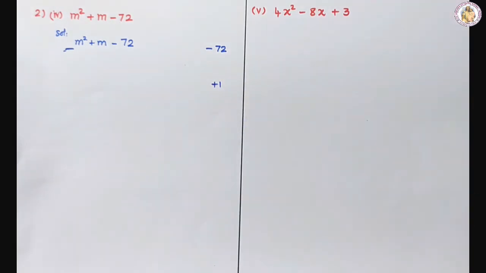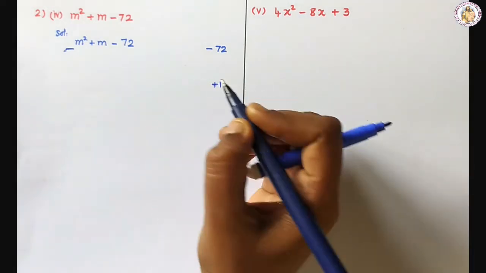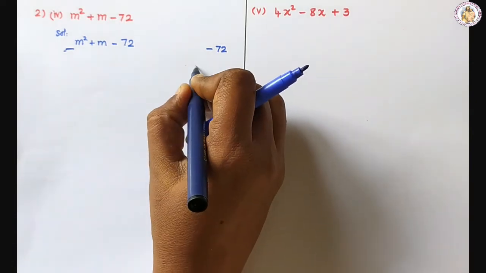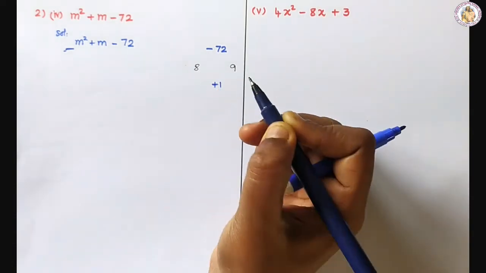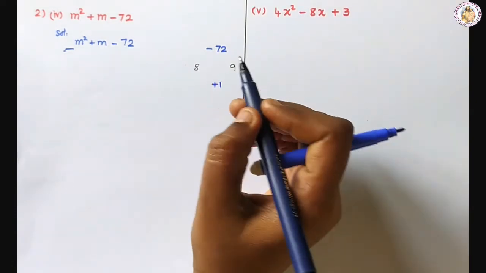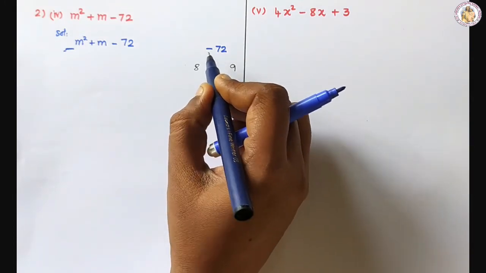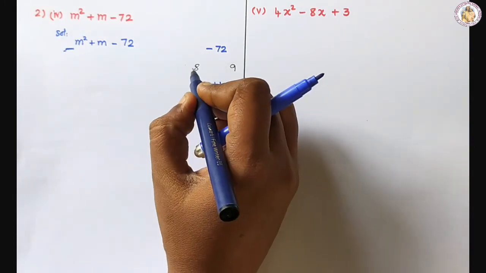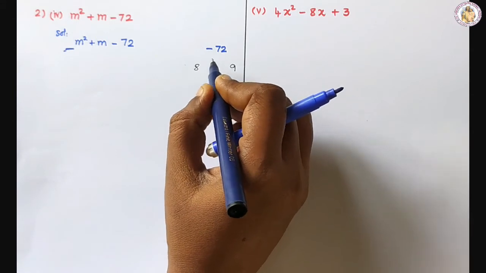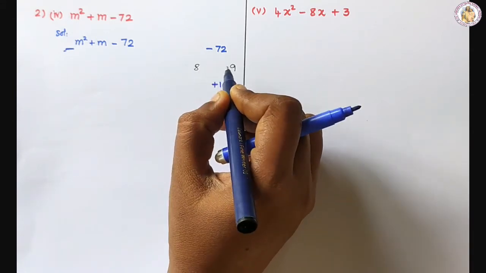Here what are the numbers? That is 7, 9 eights are 72. 9 eights are 72. Here minus, here plus. So which one is minus here? One is plus and one is minus.